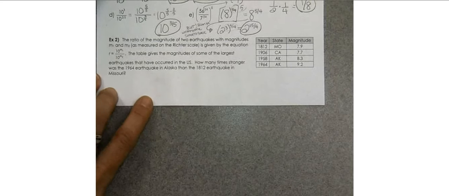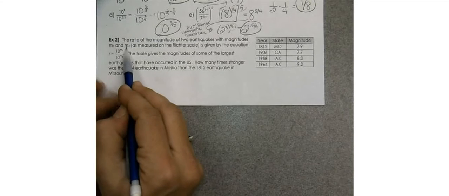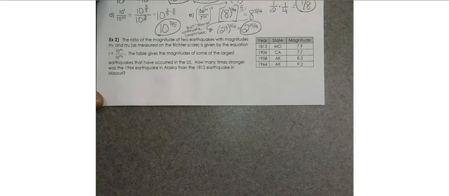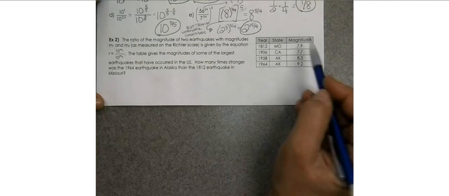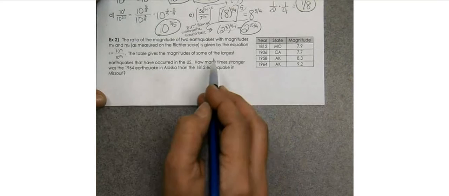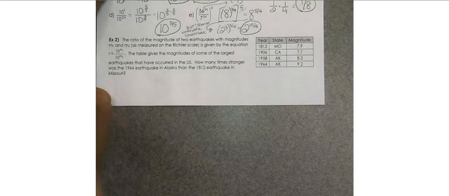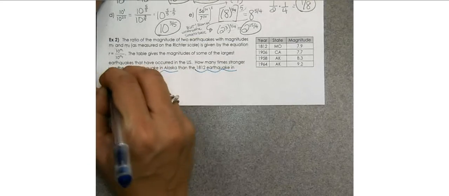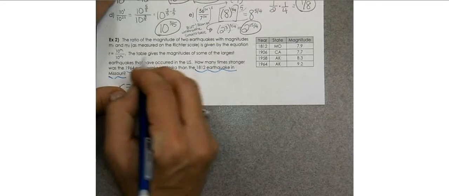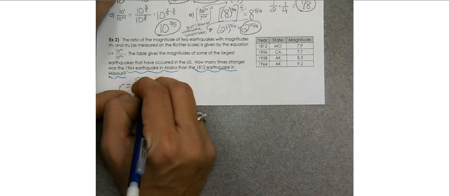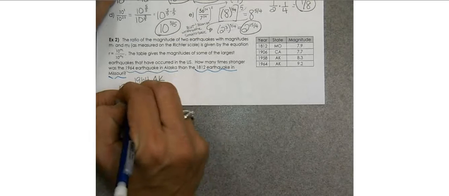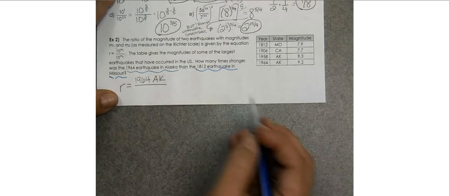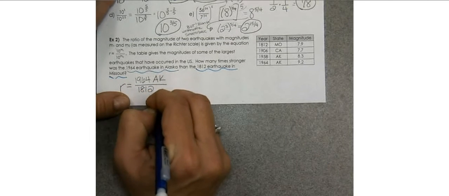It says the ratio of magnitude of 2 earthquakes with magnitudes M1 and M2, if you measure it on a Richter scale, is given by this equation. Here are some of the magnitudes, and it wants to know how many times stronger was the 1964 earthquake in Alaska than the 1812 earthquake in Missouri. So basically, to find these values, it wants us to take the 1964 Alaska value and divide it by the 1812 Missouri value.